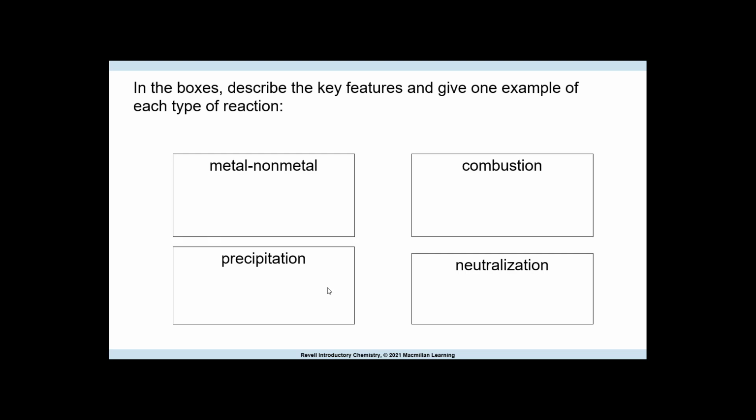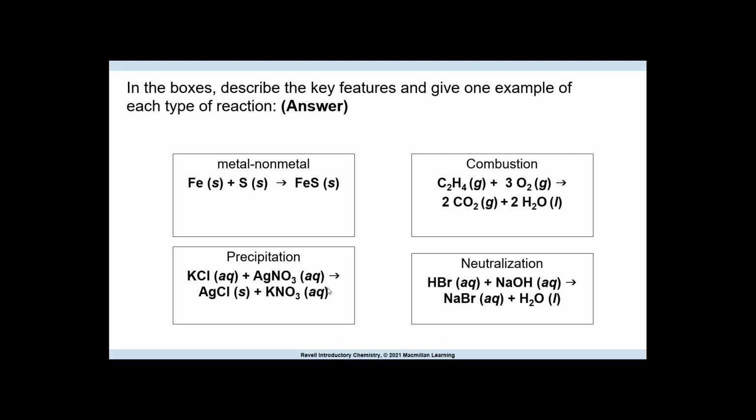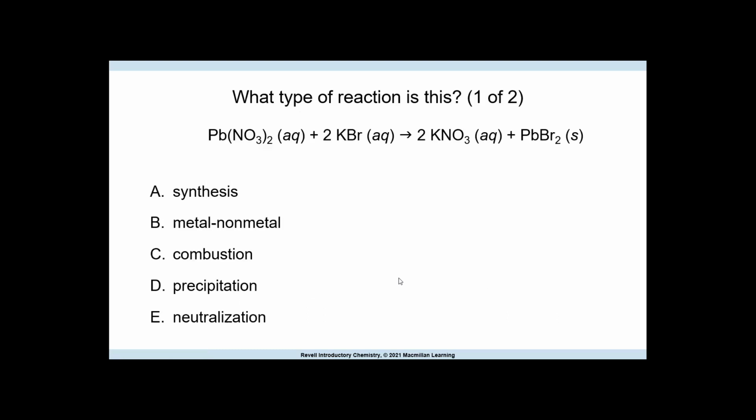Okay, now I'm going to do a little bit of review from the other parts of this. I snuck this in, and hopefully it helps because there's a lot of sections to this chapter. In the boxes, describe the key features and give one example of each type of reaction. So here is just a review. You can see here's a metal and a non-metal. Here's a combustion, a precipitation, which produces a solid, and then a neutralization. These are double displacement reactions. So make sure you understand that there's a couple types of different double replacement reactions, and they produce different outcomes.